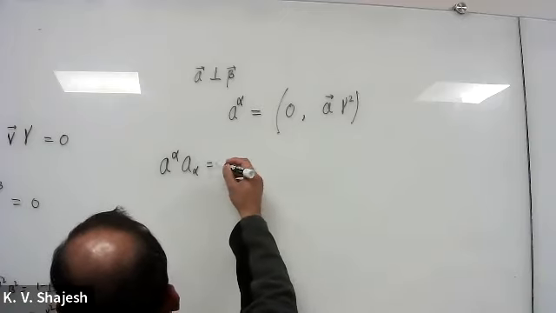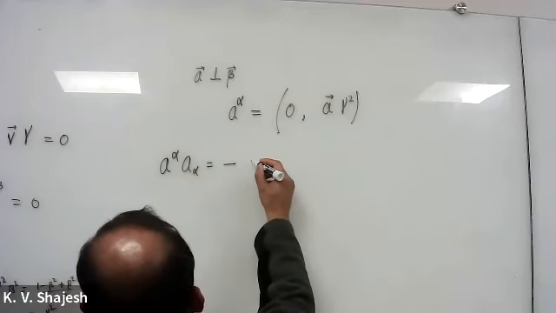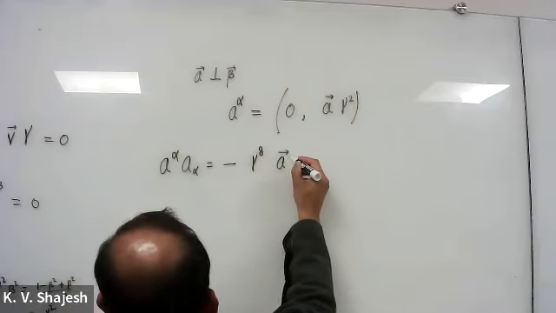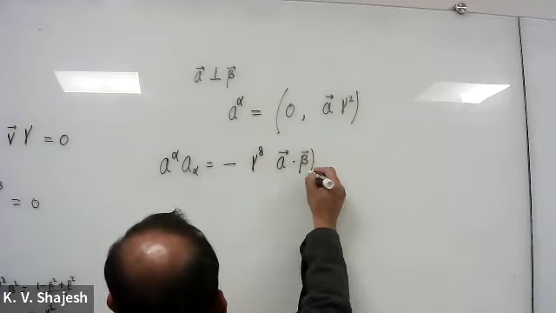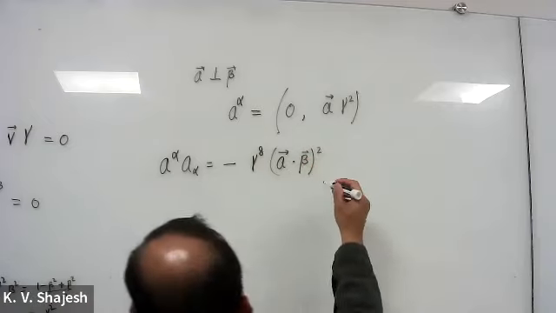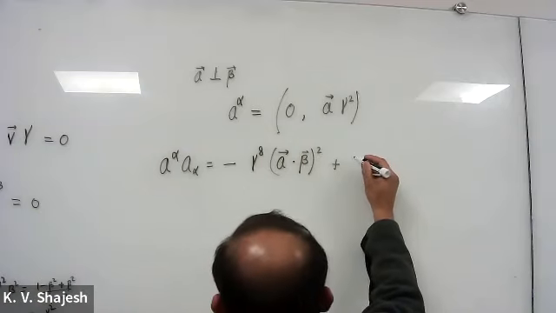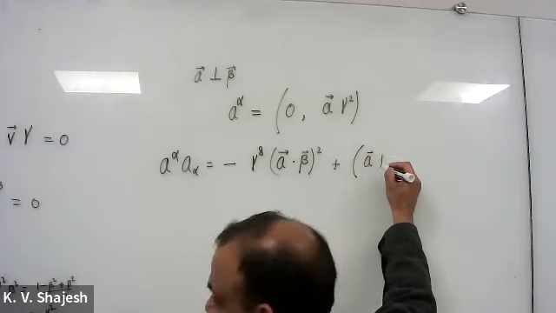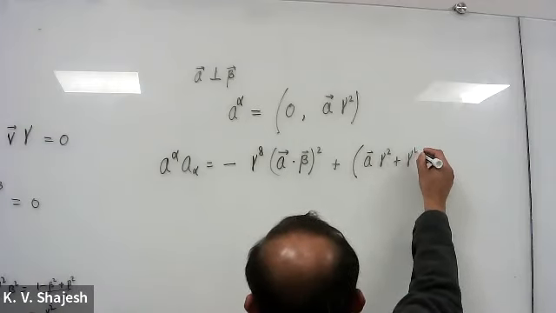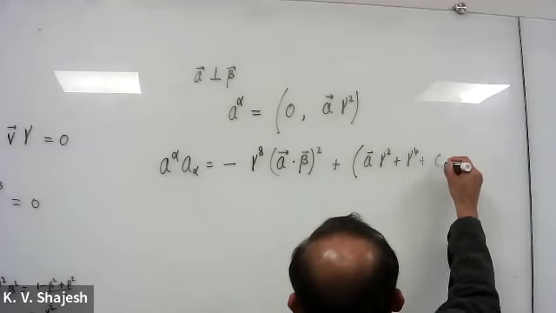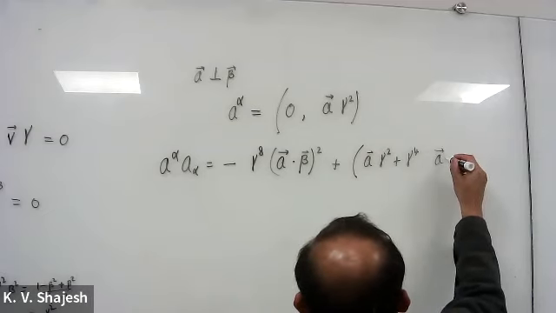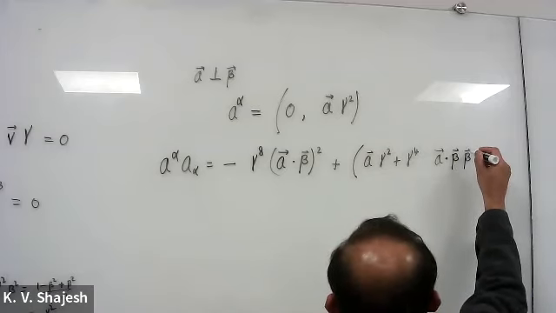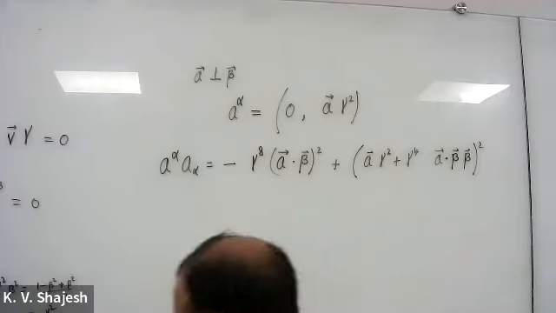So square this. So A alpha is negative of gamma raised to 8 times A dotted with beta square plus this square, right? So this is vector A gamma square plus gamma 4 plus A dotted with beta, and there is the beta square. Do this quick.